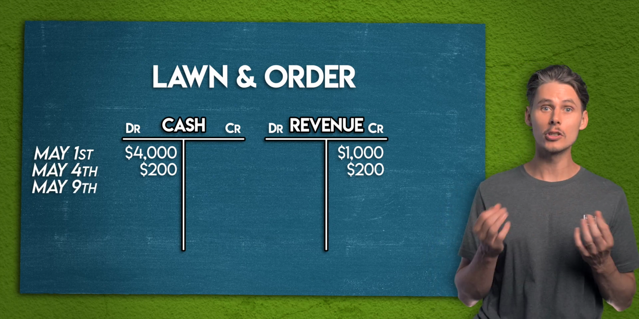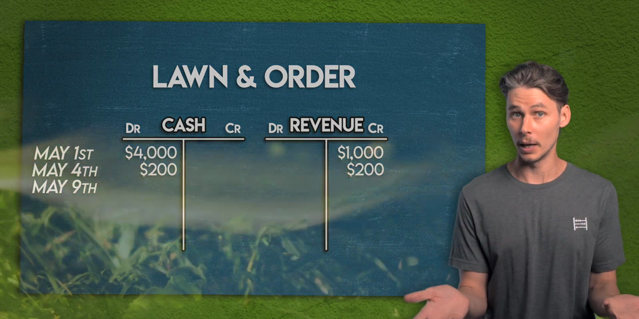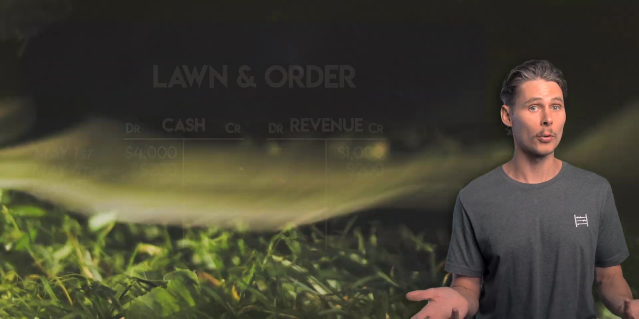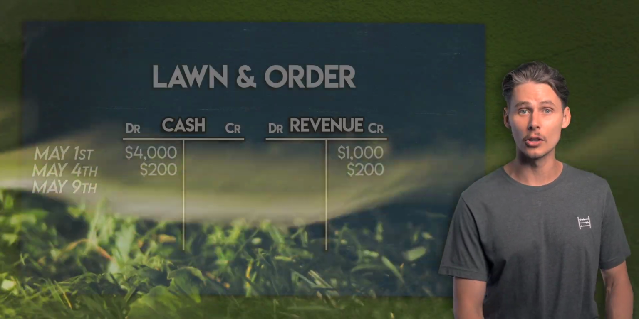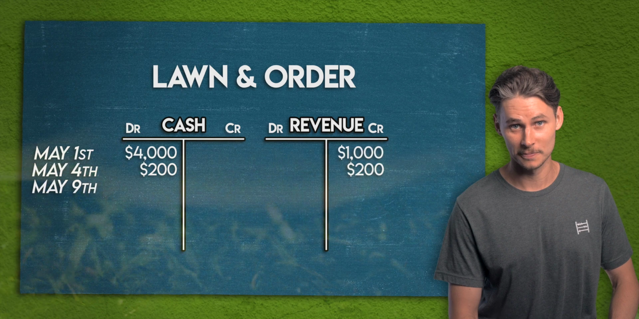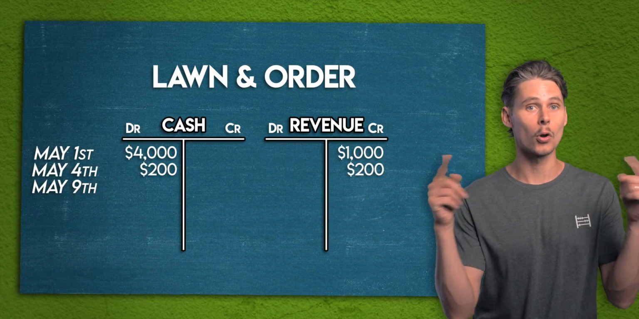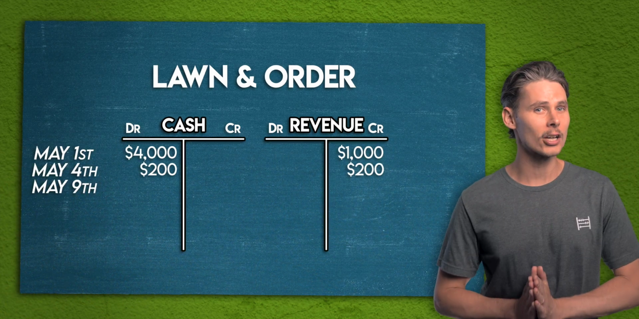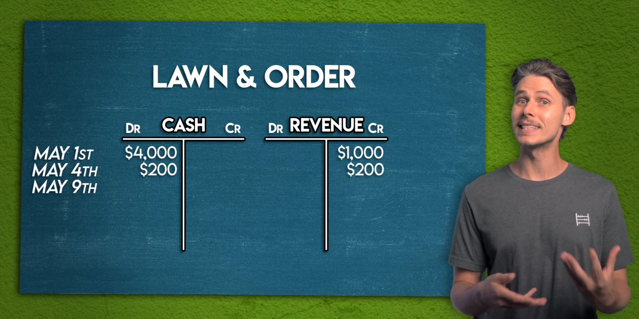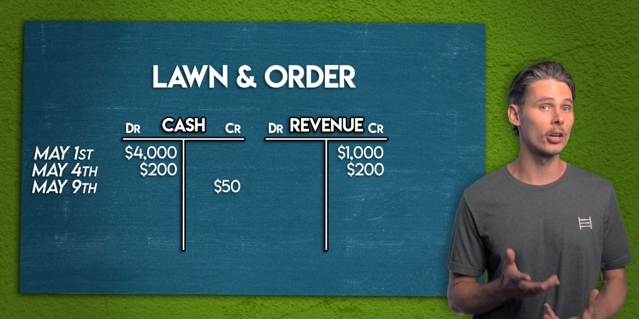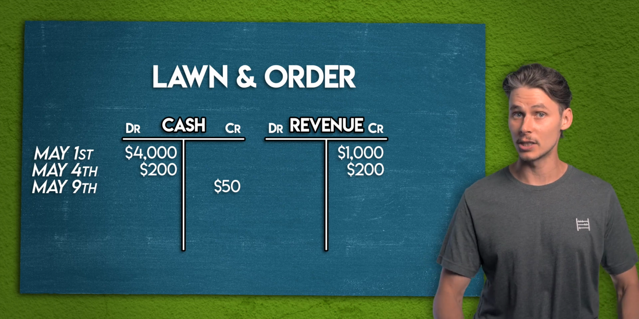On May 9th, you spot some damage to one of your lawnmower blades. So you pop to a local hardware store and replace it for $50 paid for in cash. This time, your cash balance has gone down. We know that cash is a normal debit account, so we decrease it by crediting the right side of the cash T account by $50.